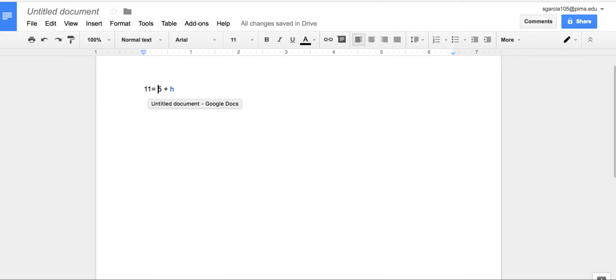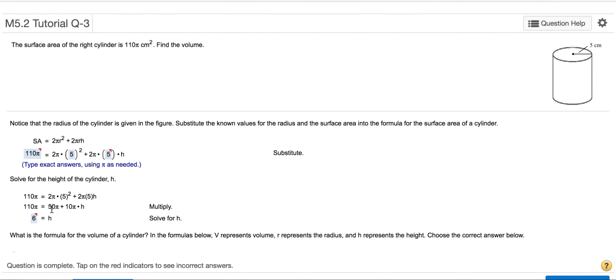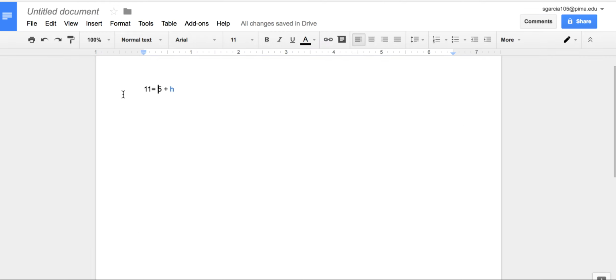5 plus h. Now, because I divided by 10 pi on this side of the equal sign, I also have to divide by 10 pi on this side of the equal sign. And when I divide by 10 pi on this side of the equal sign, I get 11. Now my equation looks like this. 11 equals 5 plus h.